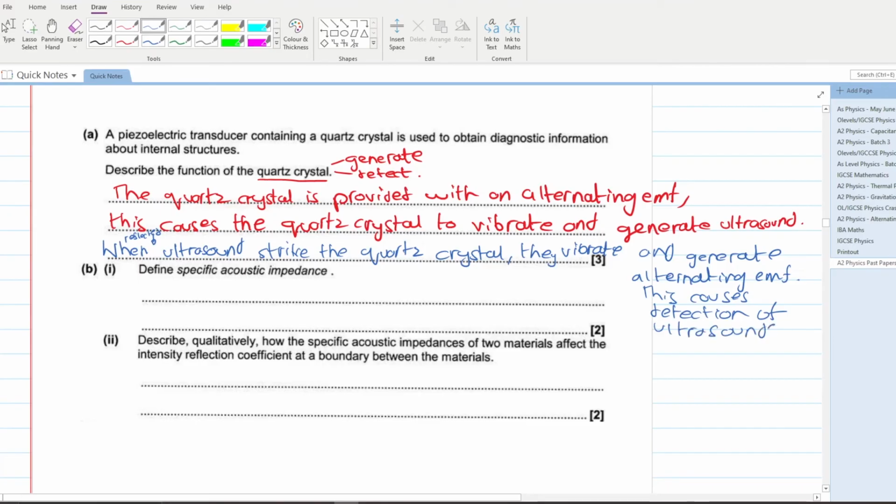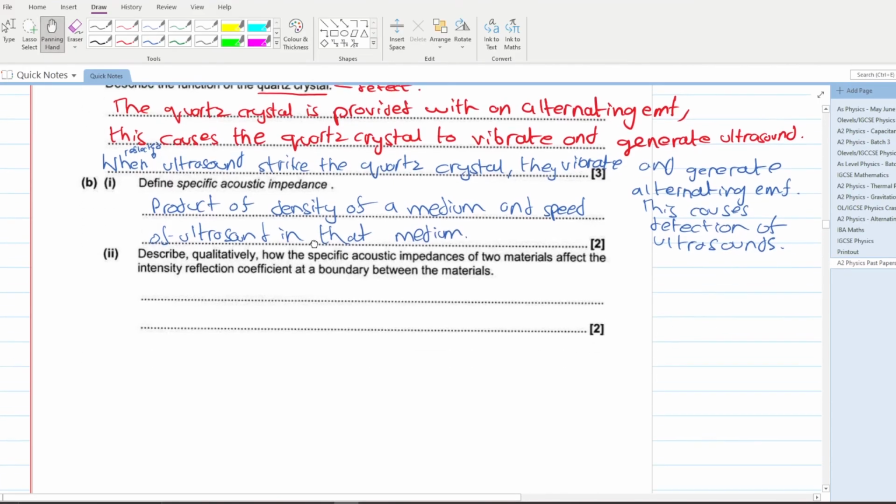Simple as that. Let's move on to part B, I1. Define specific acoustic impedance. We have already studied that. It is the product of the density of a medium and the speed of ultrasound in that medium.